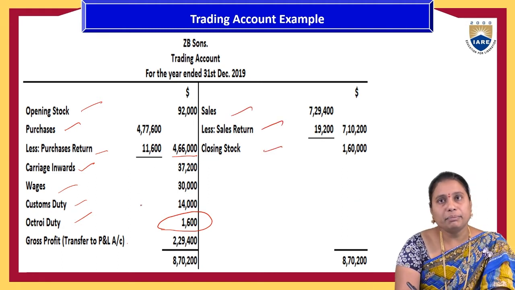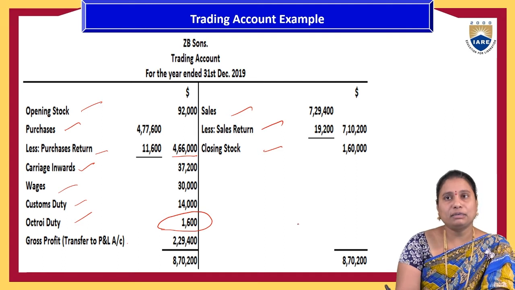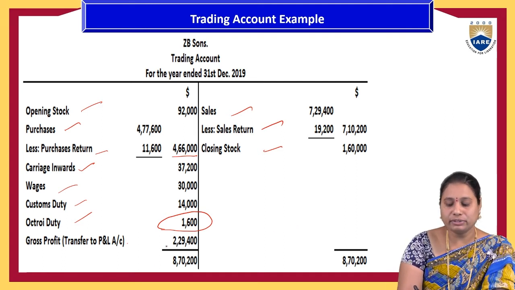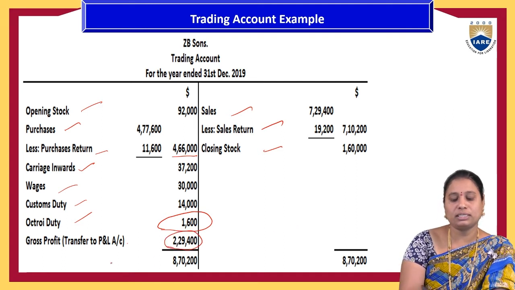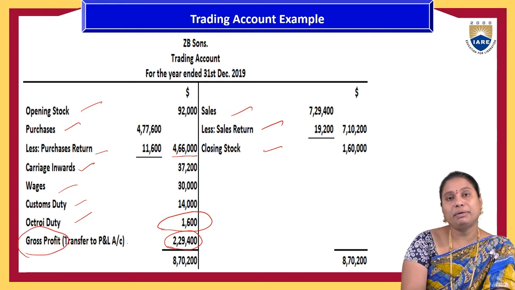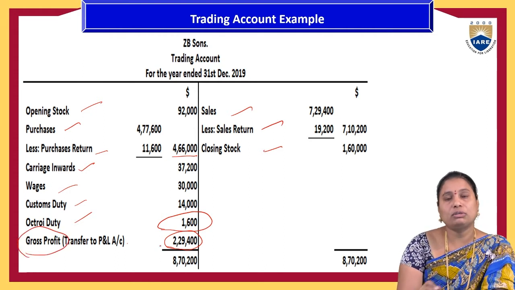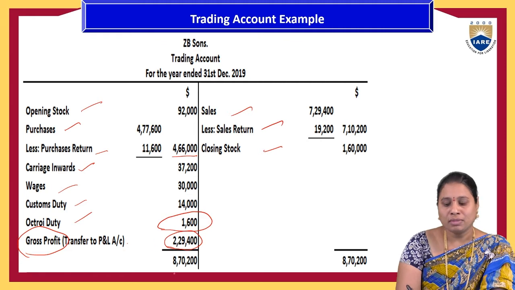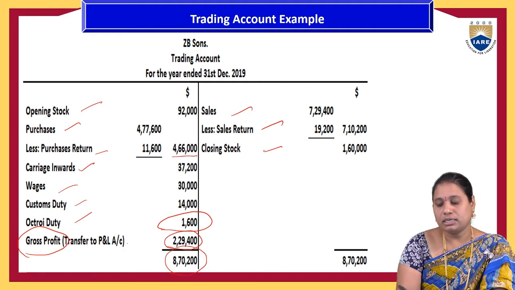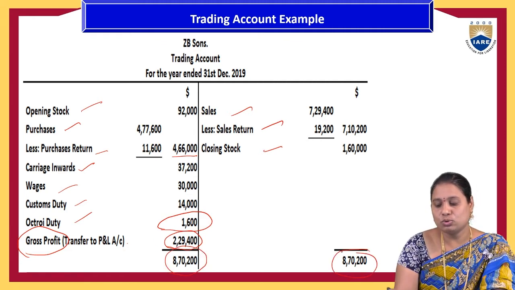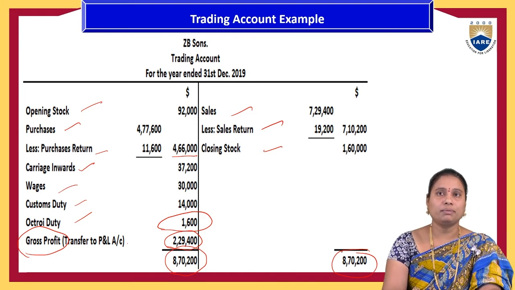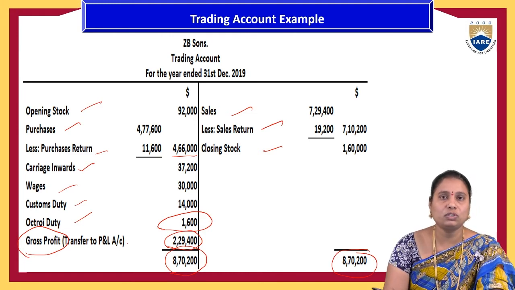Here, the debit balance is lesser than the credit balance. That's why the remaining balance of 2,29,400 is treated as gross profit, which is transferable to the profit and loss account, the next account. And 8,70,200 rupees is going to be the equalizing total. So that is the pro forma for the trading account.